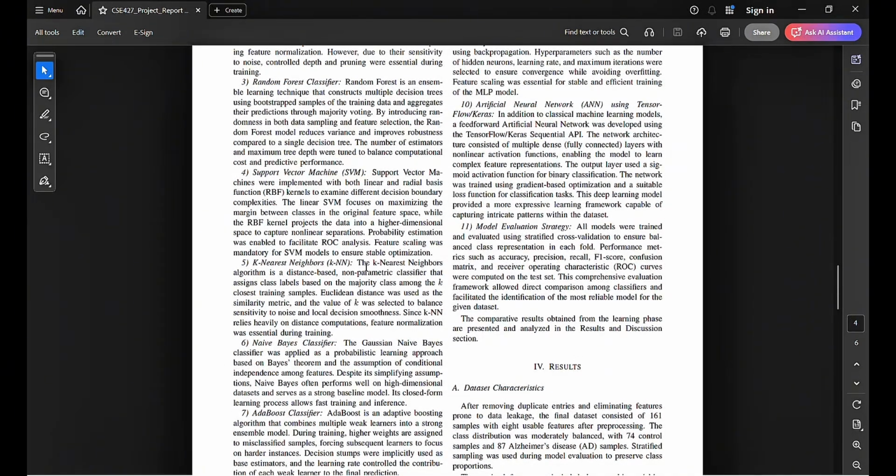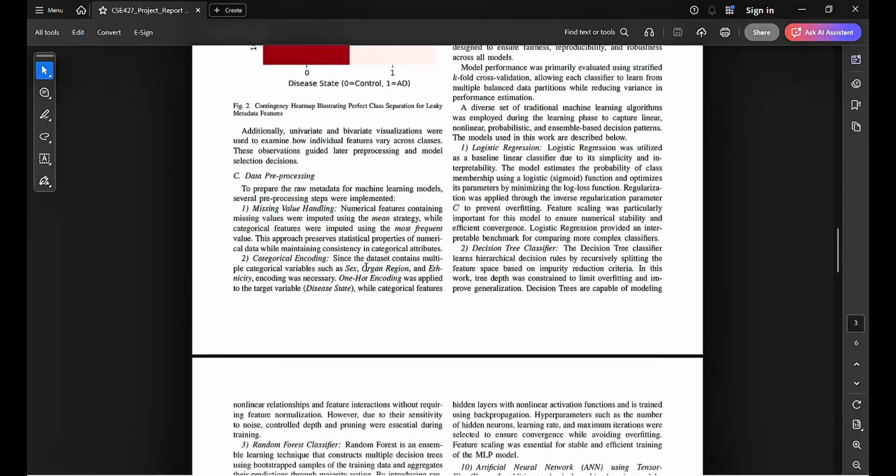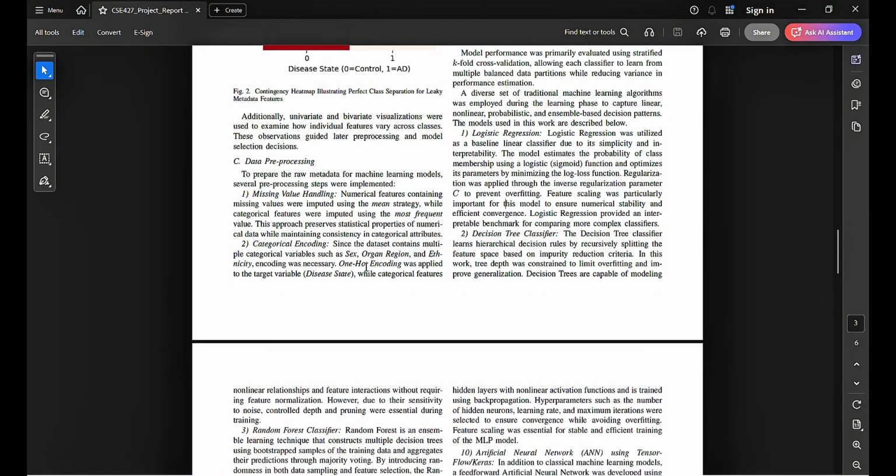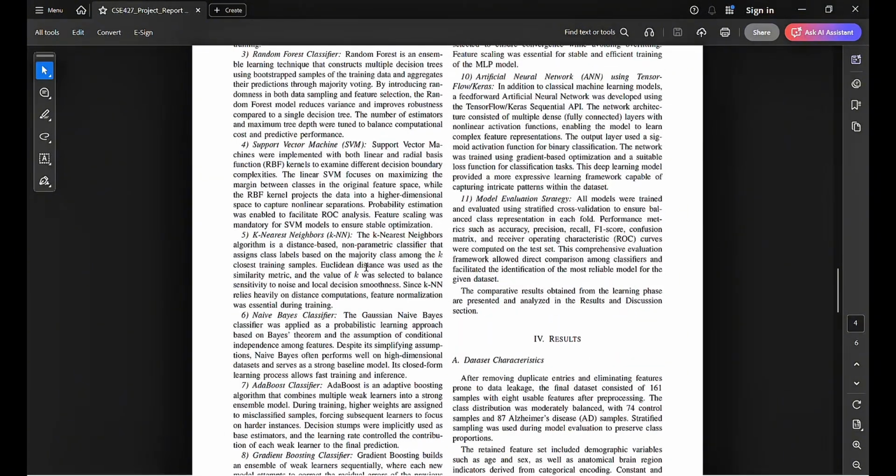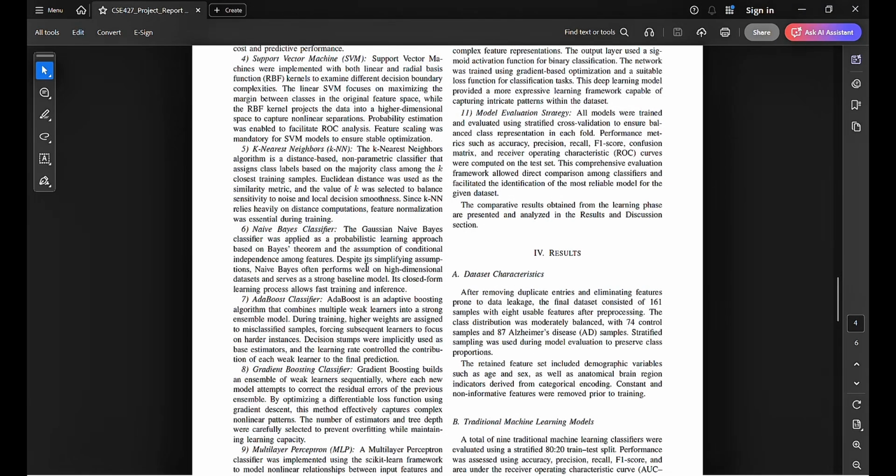And decision trees to see if we could create a clear flowchart of the disease's progression. But sometimes one tree isn't enough. So we looked at some ensemble learning algorithms like random forest, which combines many decision trees to reduce errors. To take it a step further, we used boosting techniques, specifically AdaBoost and gradient boosting.